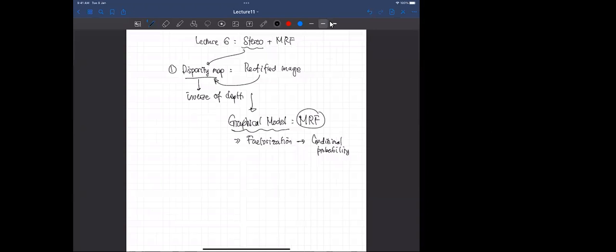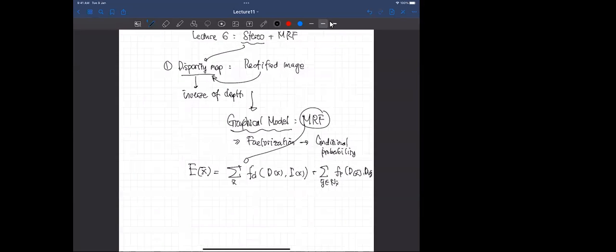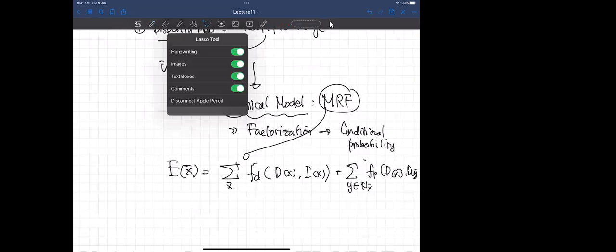expression of Markovian field is local. So we have an error function of x that depends on the sum over x, where x is the pixel's location, of f_d of x and d at x. Let's say that it is a depth estimation, for example, then you have d of x, I of x, where I is the observation and d is the depth, plus the sum over y, where y is a neighbor of x, of f_p of d_x, d_y. So the expression here is local. This one is a local expression.